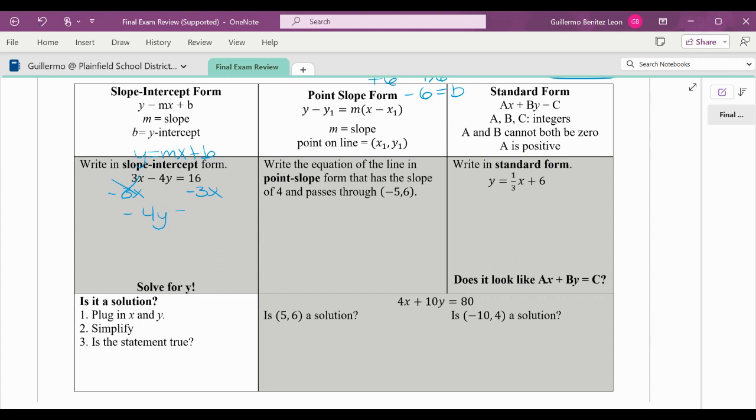Negative 4y equals negative 3x plus 16. Get rid of the negative 4 by dividing. I'm going to do that everywhere. Y equals, this is where there's a common mistake. A negative 3 divided by a negative 4. A negative divided by a negative is a positive. 3 over 4 is not a decimal, so leave it as 3 over 4. 16 divided by negative 4, that's negative 4. So we've got y by itself.